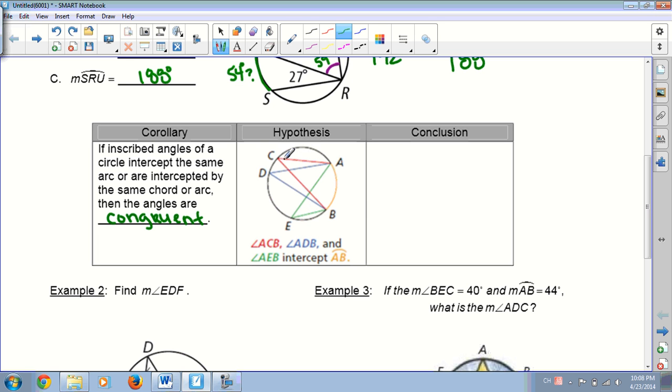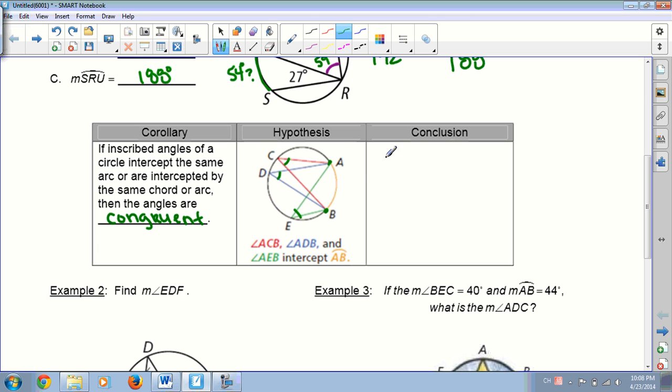You have this one right here, which is the red angle, angle ACB. Then you have the blue angle, angle ADB, and you have the green angle, angle AEB. And all 3 of those angles have the same intercepted arc. It's this yellow arc right here, arc AB. All their endpoints are from A to B. So because all their endpoints are A to B, and the intercepted arc is arc AB, then all 3 of these angles are congruent. This angle is congruent to this angle is congruent to this angle.